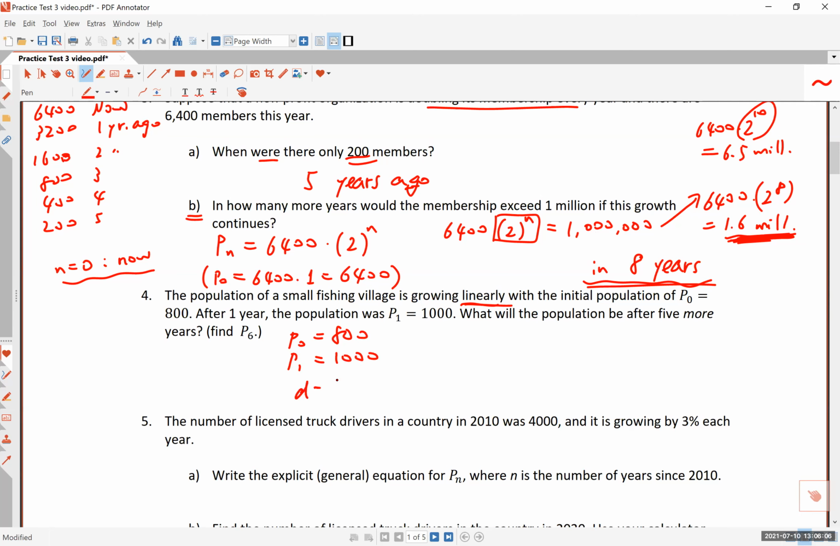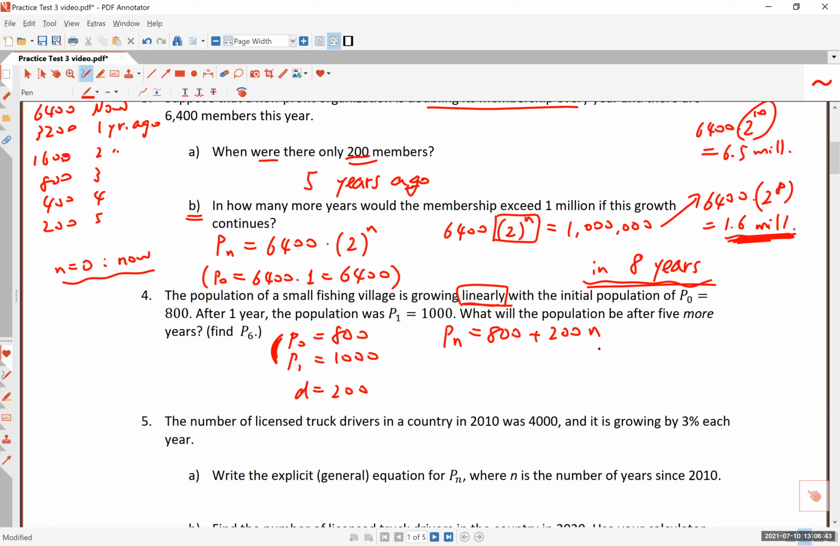Okay, so this tells you, remember, this is linear. There's a common difference, and the common difference is the difference between these two population numbers, obviously, because this is after 1 year, and so the common difference is 200. Right, so P sub n, if you remember that general formula, is the initial number plus n times 200, because every year you just add 200. After 1 year, you add 200 to 800. After 2 years, you multiply 2 times 200 and 800 is added, and so on.